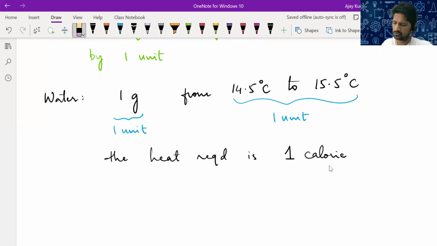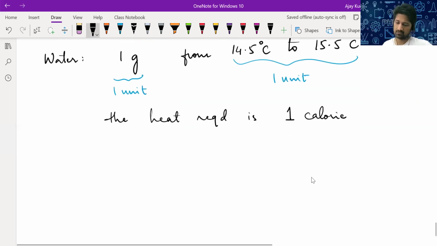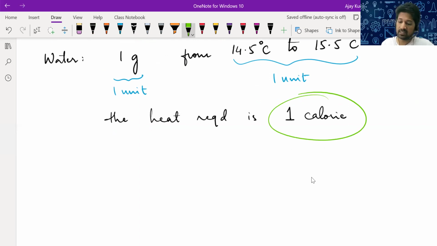Okay, calorie was one of the earliest used units of heat. Before the SI system came into existence, scientists used to use this unit for heat called calorie. Okay, so how is calorie defined? Calorie is the heat needed to raise the temperature of 1 gram of water, particularly from 14.5 to 15.5 degrees C. Now, 1 gram is 1 unit, 14.5 to 15.5 is 1 unit. So basically, calorie is the heat required to raise the temperature of unit mass of water by 1 unit. Then, by definition itself, calorie becomes the specific heat of water.